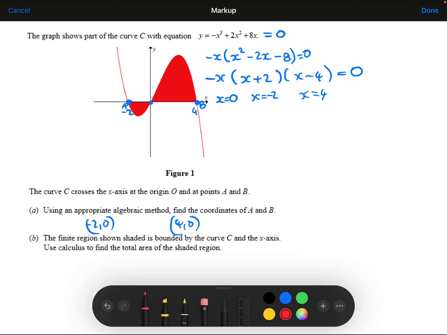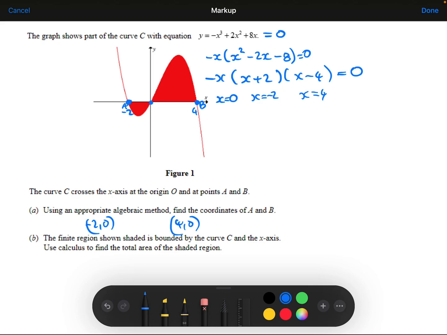Part B. The finite region shown shaded by the curve C and the x-axis is bounded by the curve C and the x-axis. Use calculus to find the total area of that shaded region. So I want to work out the red area.